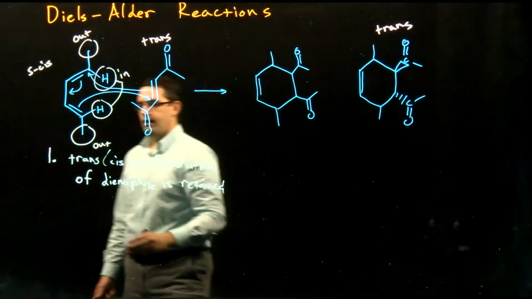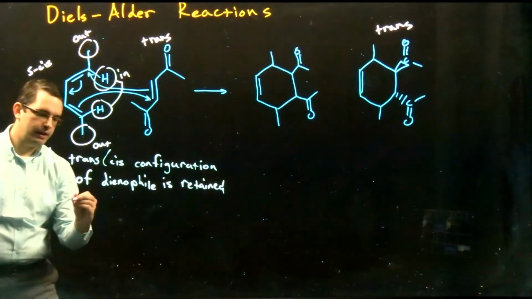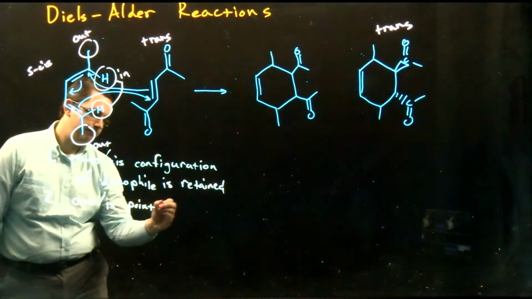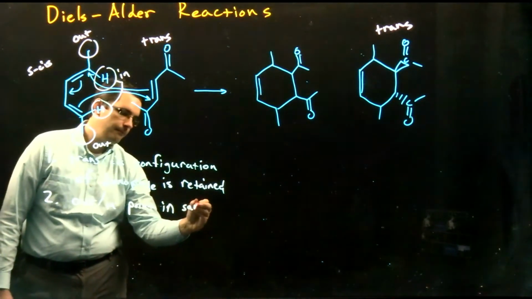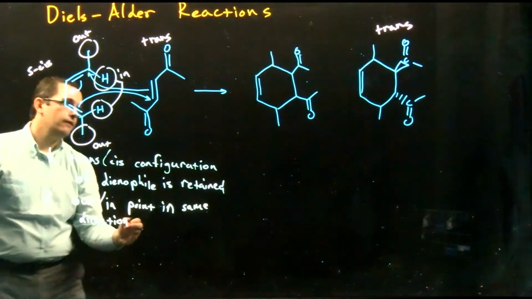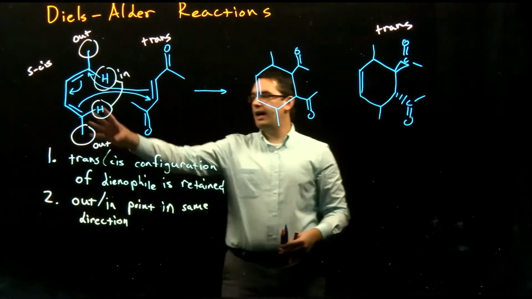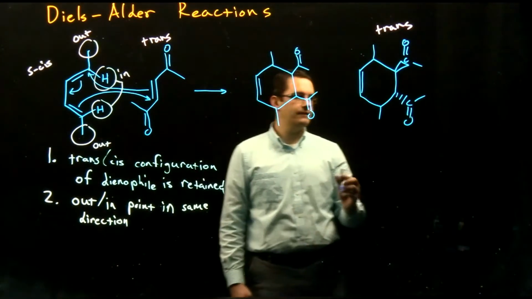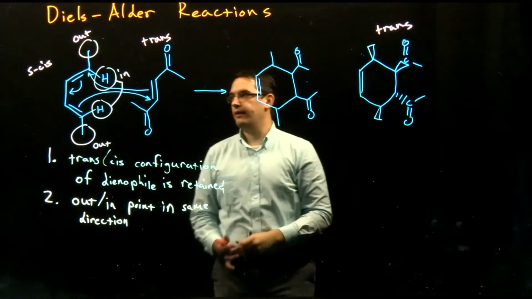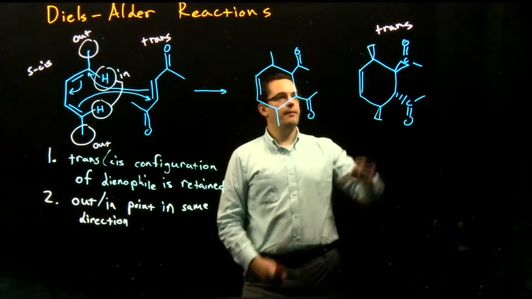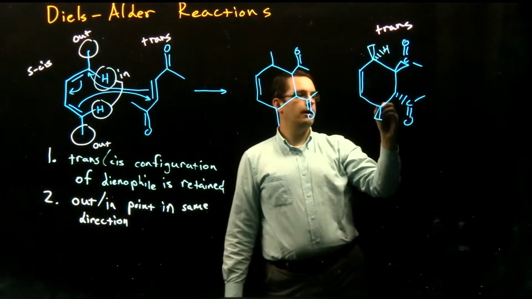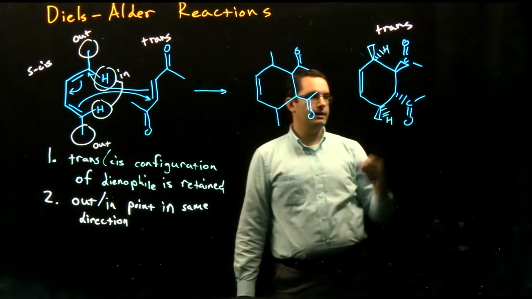And the rule here is that our out groups and our in groups will always point in the same direction. And that again, of course, is with respect to our ring. So both of our out groups will then be sharing the same direction in our product. Right, so they could be both on wedges. So they started out pointing out, and they both point up in our product, which would then, of course, put our in groups, our hydrogens, pointing down.